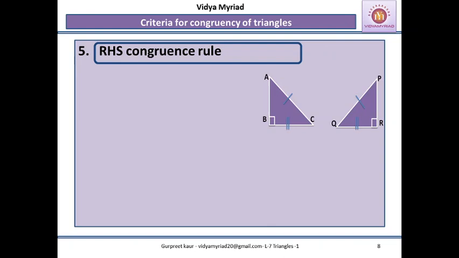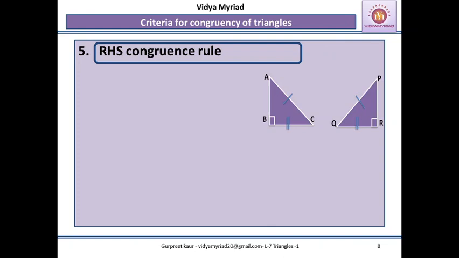Otherwise not. For example, if I say AB is equal to PR, BC is equal to QR and the angle is there, in that case the RHS rule will not apply because I have not taken the hypotenuse into account, that is AC is equal to PQ.